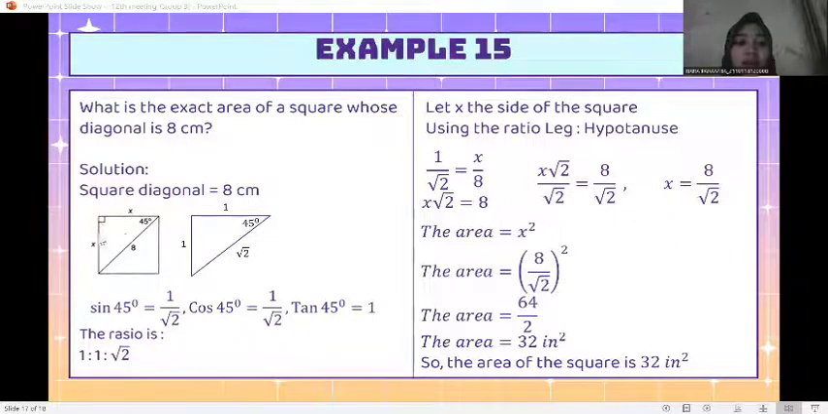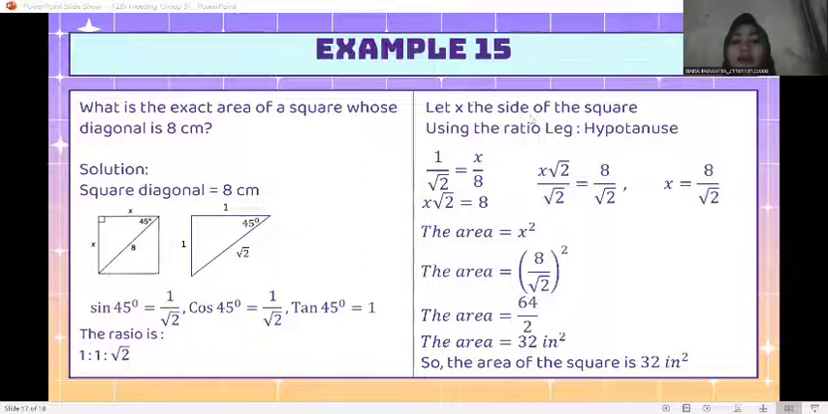The side here is x. The diagonal equals 8 centimeters and the angle is 45 degrees. So the triangle here has angle 45 degrees, opposite side 1, adjacent side 1, and hypotenuse square root of 2. So the three trigonometric ratios: sine 45 degrees equals 1 divided by square root of 2, cosine 45 degrees equals 1 divided by square root of 2, and tangent 45 degrees equals 1. The ratio is 1 to 1 to square root of 2.